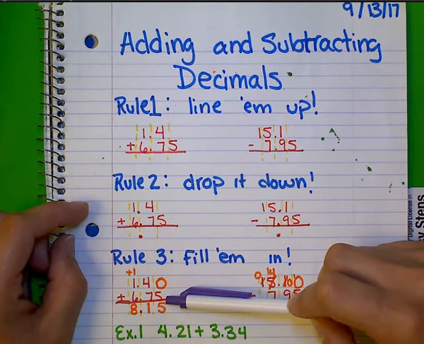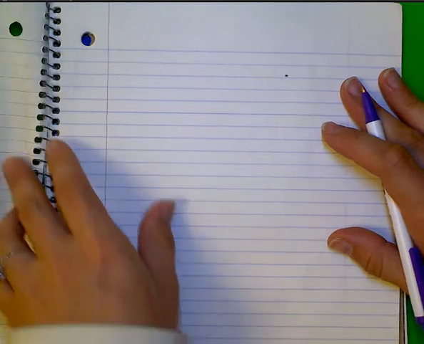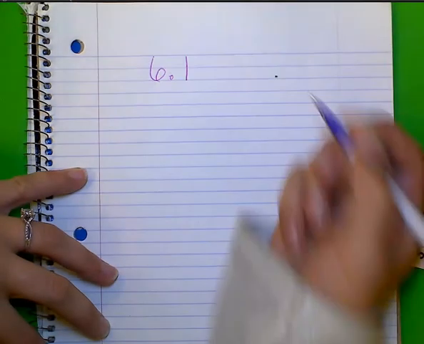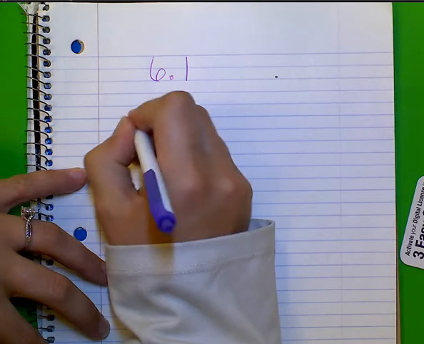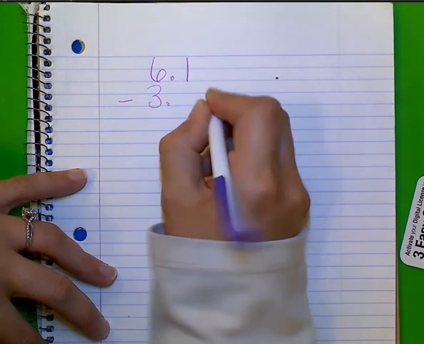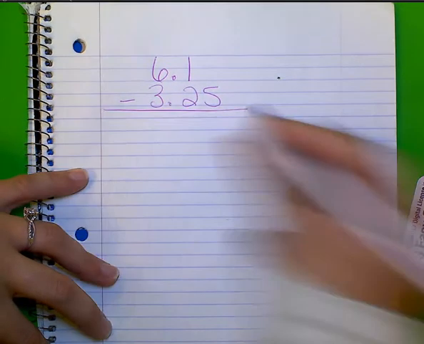Okay, so let's work a problem out. I'm going to go to the next page. Let me straighten out my notebook for you, and I'll do it a little larger so you can see. If I have 6 and 1/10, minus or subtract 3 and 25 hundredths, this is how I'm going to work it out.